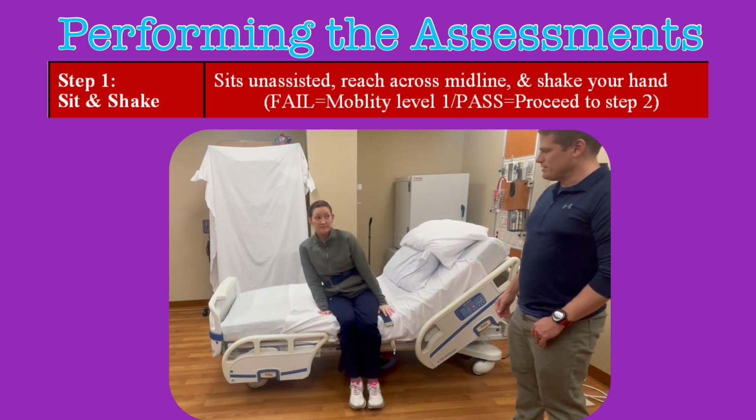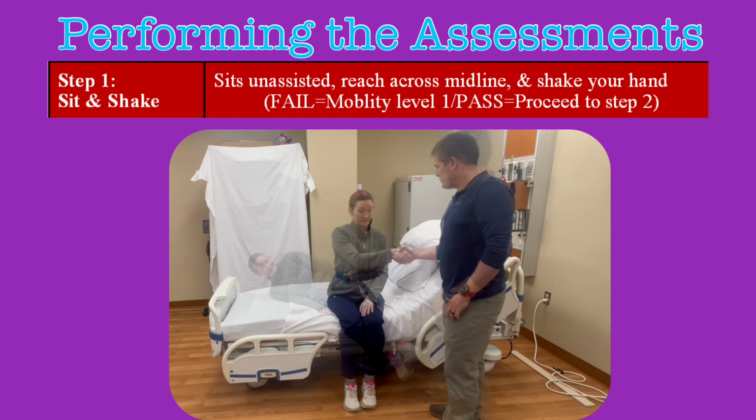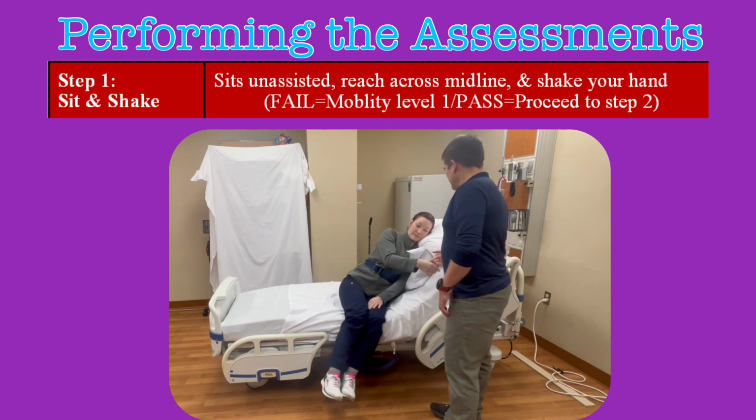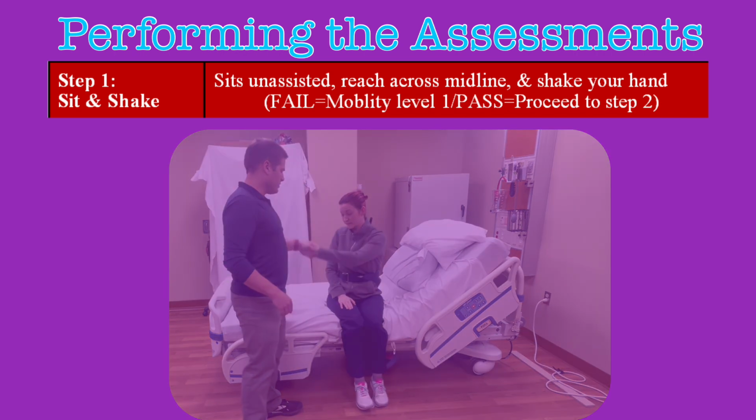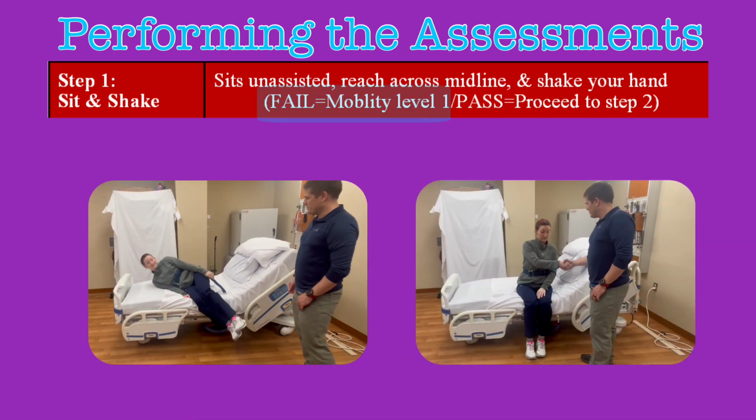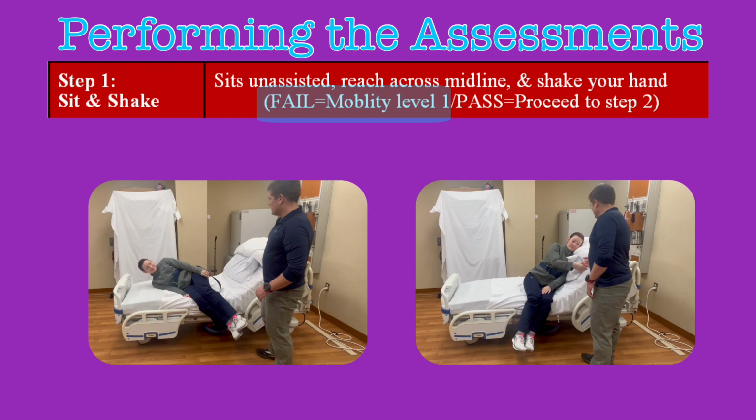Are they unable to maintain the seated position independently, or do they lean one way or the other while attempting to reach across the body? If they have the required strength, they shouldn't have these issues. So if you observe either of these issues, they fail step 1. Keep in mind, we are not assessing arm strength.